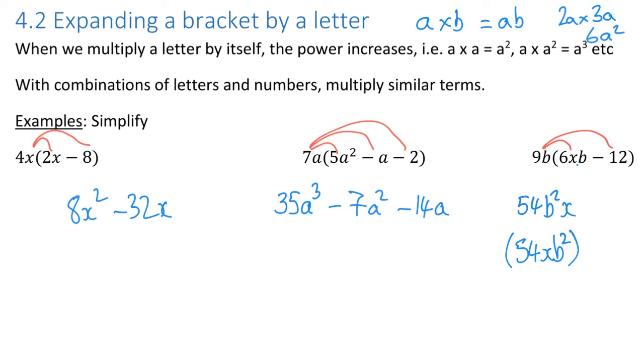And then 9b multiplied by minus 12, we're going to get a negative 108. So 9 12s are 108. And then we've got the b as well. So the answer would be 54b squared x, take away 108b.